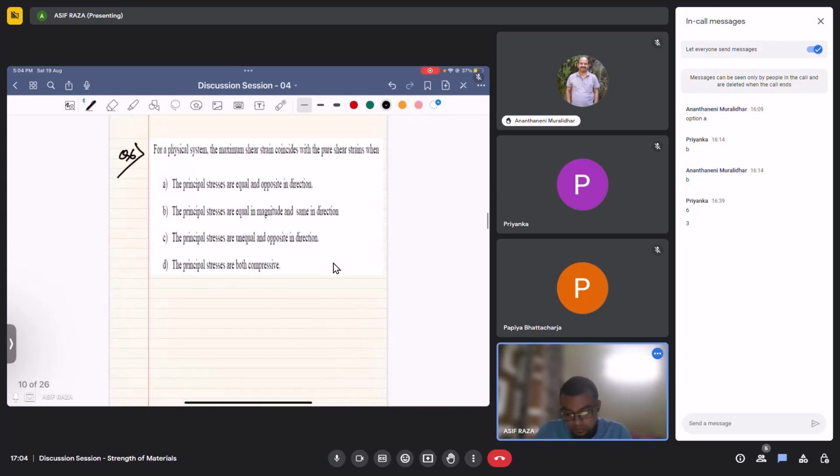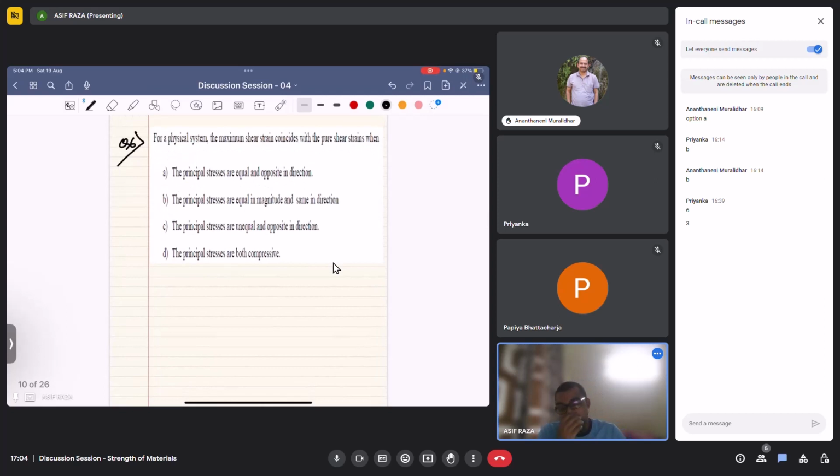This is a straightforward question. For a physical system, the maximum shear strain coincides with the pure shear strains when: option A, the principal stresses are equal and opposite in direction; option B, the principal stresses are equal in magnitude and same in direction; option C, the principal stresses are unequal and opposite in direction; and option D, the principal stresses are both compressive. You can give your guesses in the chat box.